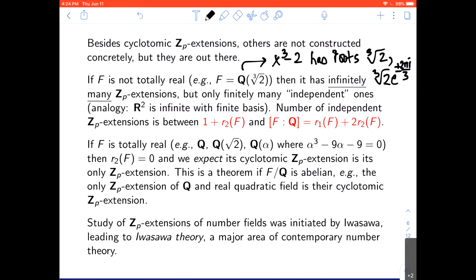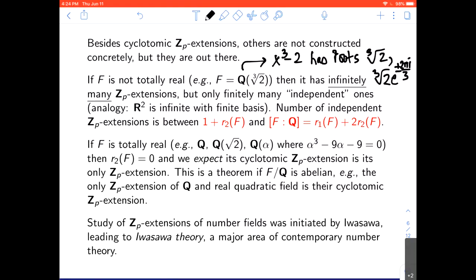Like Q join the square root of 2 has 2 embeddings, but their images in fact are the same, or I gave that other example, Q join alpha where alpha cubed minus 9 alpha minus 9 is 0. That's one field. It has degree 3, but every single root is a real number. And so x cubed minus 2 has some non-real complex roots. Good. Is that okay? Good, thank you.